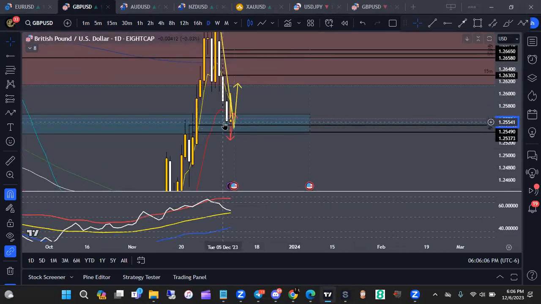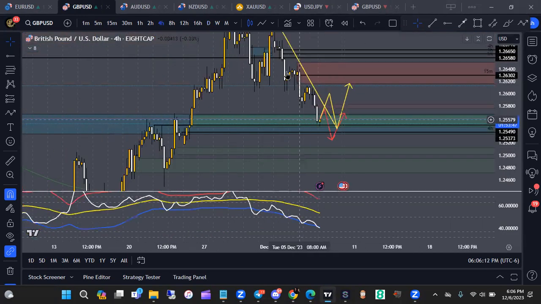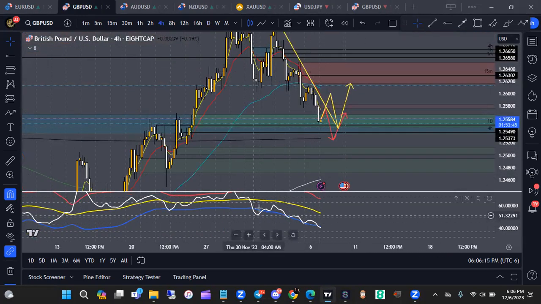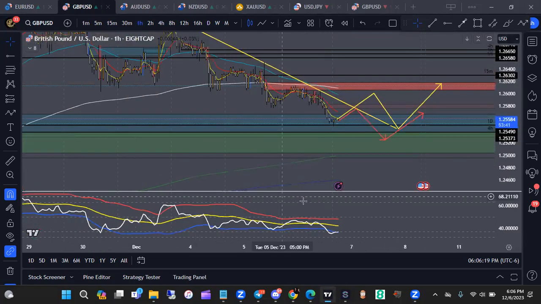Now, price on here is at the daily demand. I think it's going to push down a little bit farther to reach down to this 4 hour zone, right? Because there's nothing here. There's no setup. The TDI is still showing downward momentum. The 1 hour is still showing downwards momentum. It's overbought or oversold here.